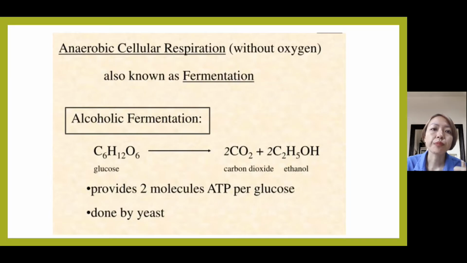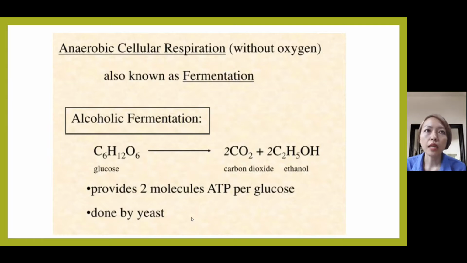Now we go to alcoholic fermentation. Alcoholic fermentation is another kind of fermentation. We are done with lactic. In alcoholic fermentation, the glucose, after the conversion, will give off carbon dioxide and an alcohol. Okay, this will also provide a very minimal energy yield, which is ATP. It is done specifically by the yeast.